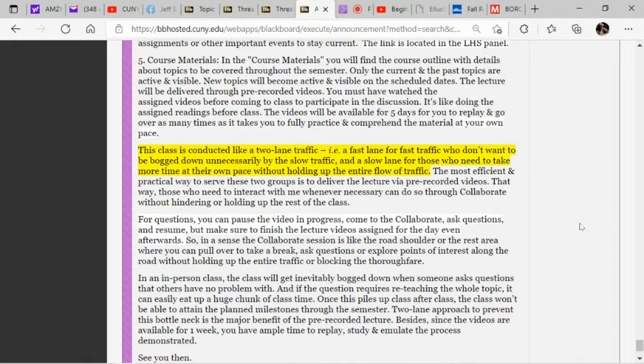There may be people like the fast-moving traffic, people who have no questions at all. Then you can cruise along. If you comprehend everything, you can keep going. But that doesn't mean you don't have to attend the collaborate session, because you may pick up something valuable from it. But if you'd rather use this time to watch the main lecture, then you don't have to come to the collaborate session.